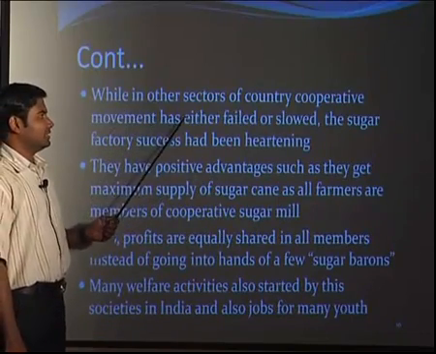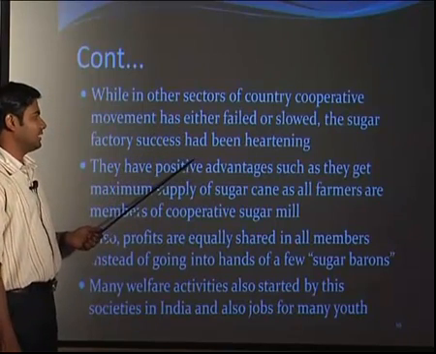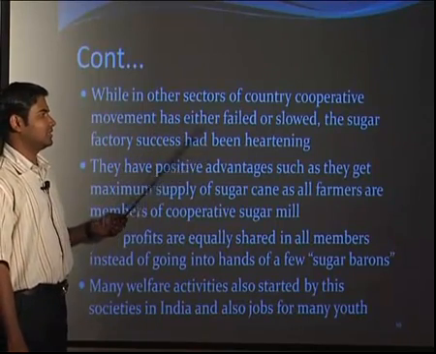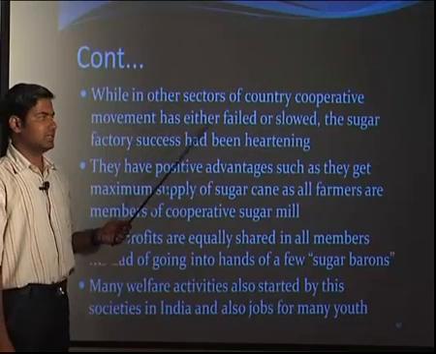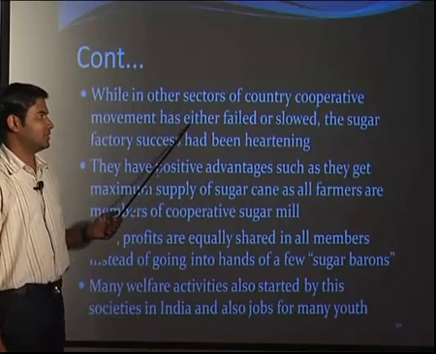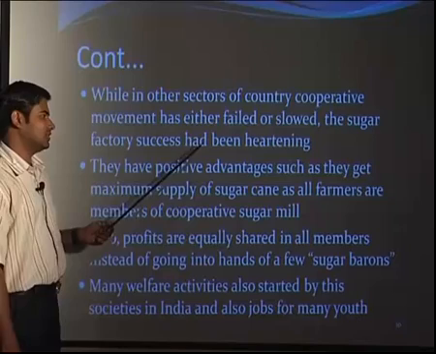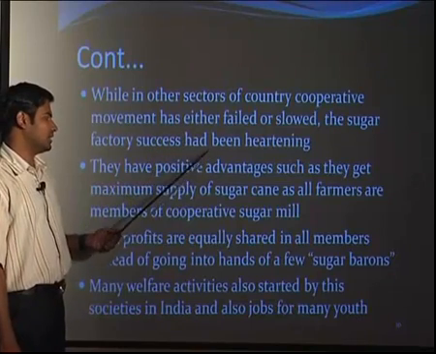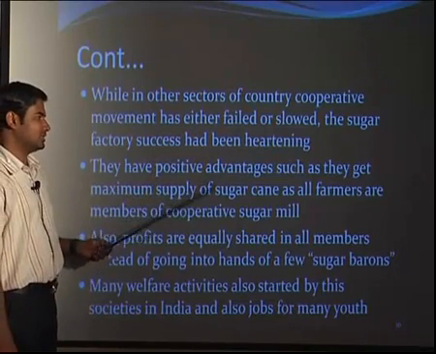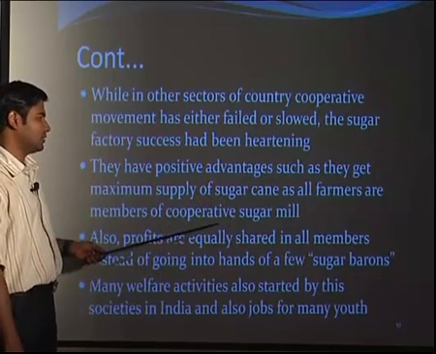Then while in other sectors of the country cooperative movements have either failed or slowed, the sugar factory success has been heartening. So most of the sugar industry in India is based on a cooperative basis. In India, the other cooperatives may have failed or slowed, but the sugar cooperative industry is growing at a very forward rate. They have positive advantages, such as they get maximum supply of sugar cane, as all farmers are members of the cooperative sugar mills.